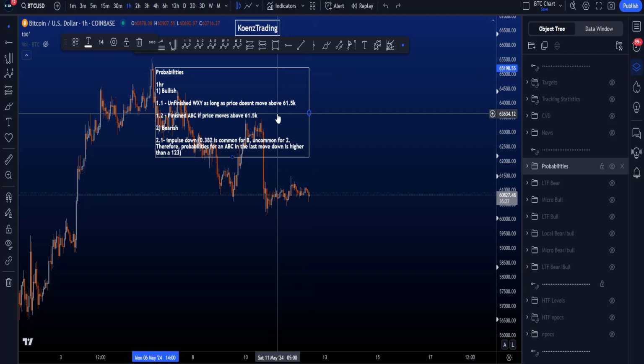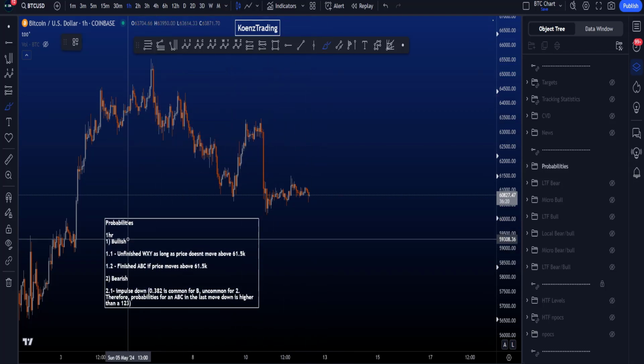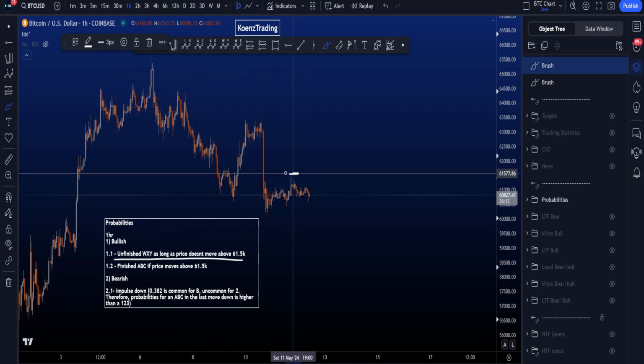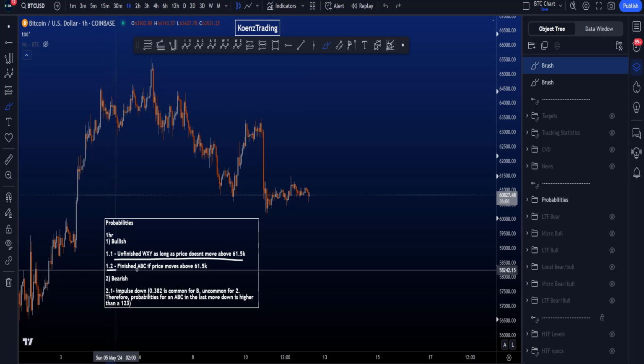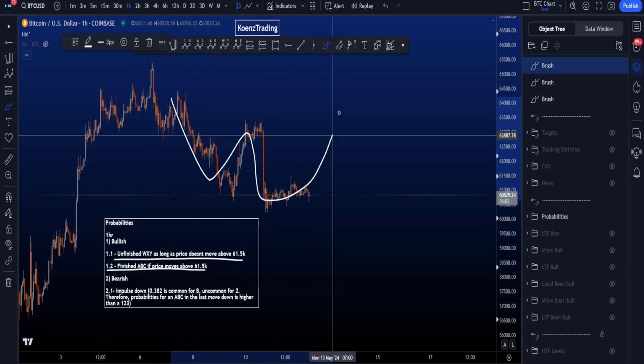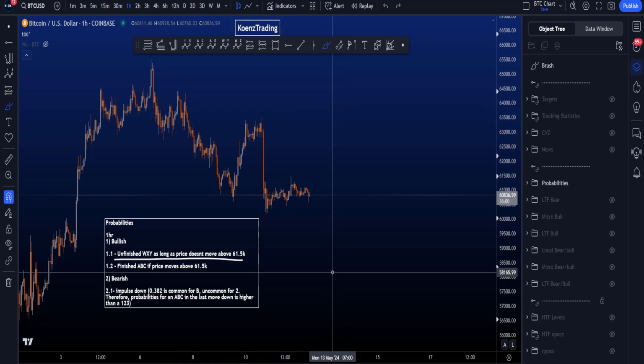The highest probability Elliott wave scenario at the moment is the bullish scenario, where you have an unfinished WXY as long as price is staying below this 61.5k high. If price, however, moves above the 61.5k high, then your second option here is the bullish scenario, where you have a finished ABC and we're looking for price to move towards the upside.